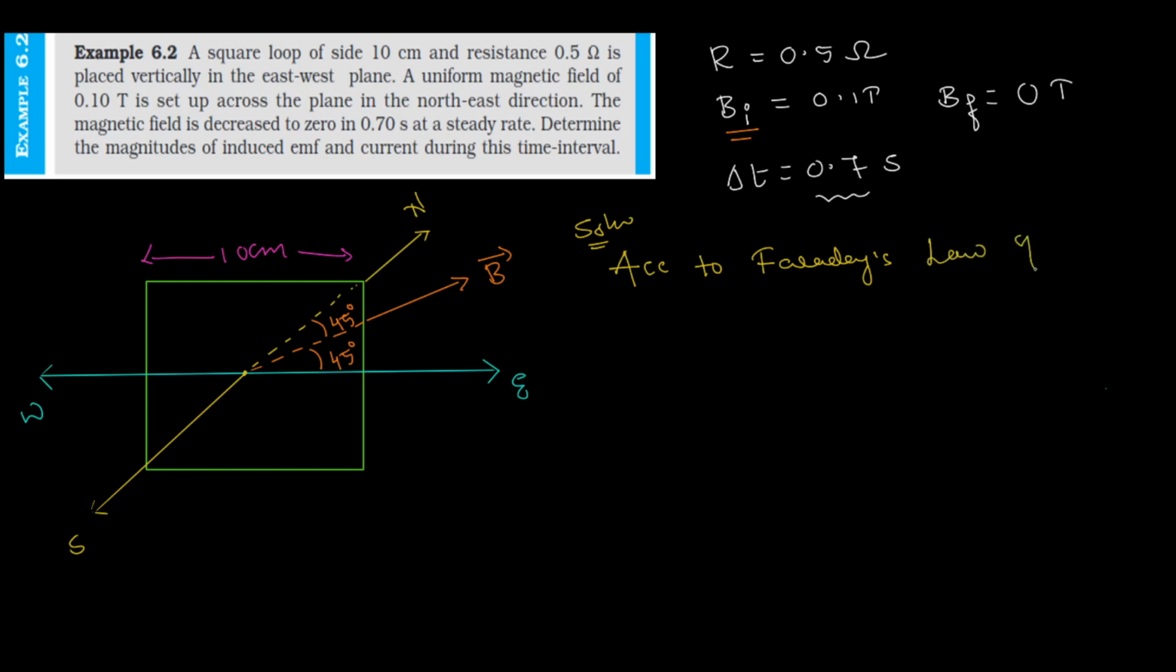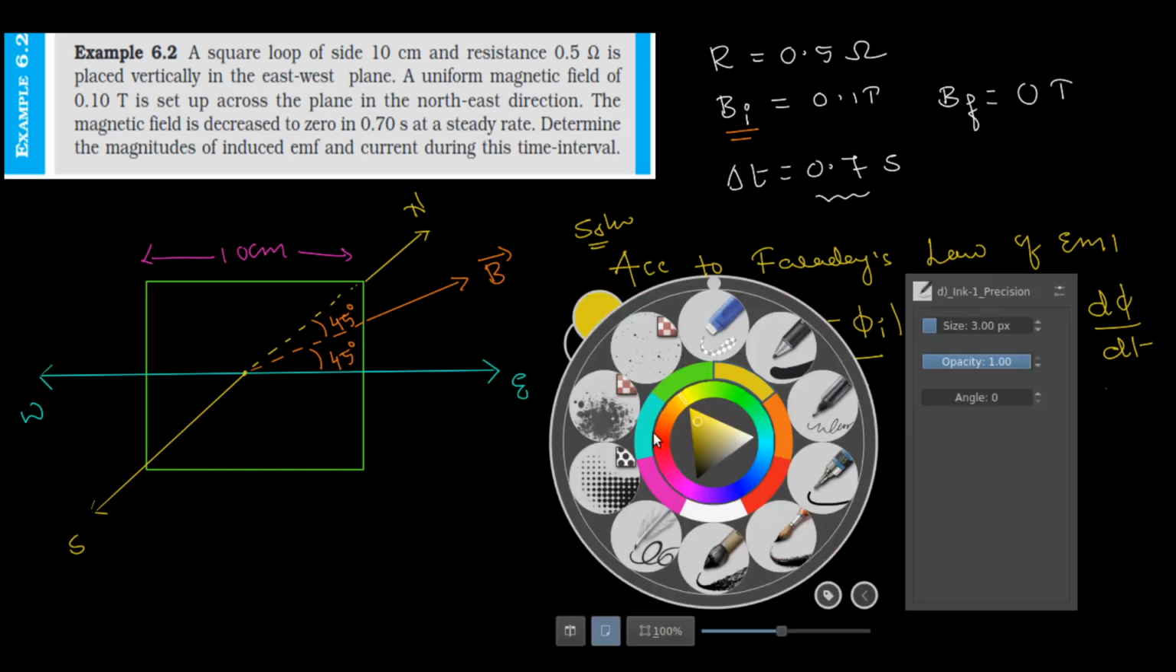According to Faraday's law of EMI, induced EMF is basically, don't worry about the negative sign. Let's say I'm taking the magnitude, right? So change of flux, which is final flux minus initial flux, divided by the total time required. Actually, this is another way of writing it. As we have studied, Faraday's law was actually d phi by dt. That is a small instantaneous change, right? This is for a large change. So change of flux by change of time. Anyway, enough with that.